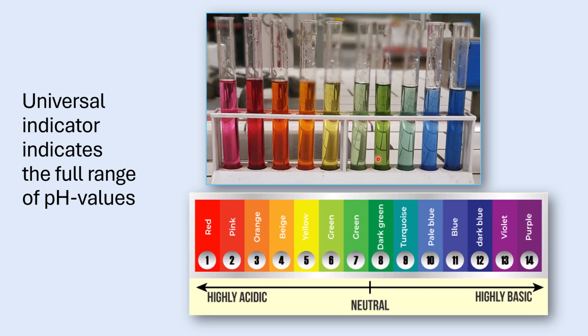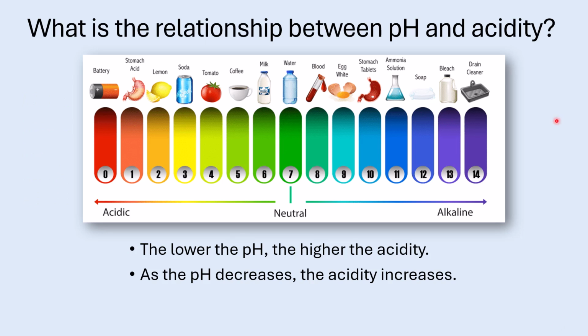If you go to dark green, then the pH would be 8. Green would indicate a pH of 7. And as you move more to the blue or purple side of the color range, then you know the pH is very high, 12 or 13 or 14. So that is universal indicator, which indicates to us the full range of pH values. Each pH then has a specific color.